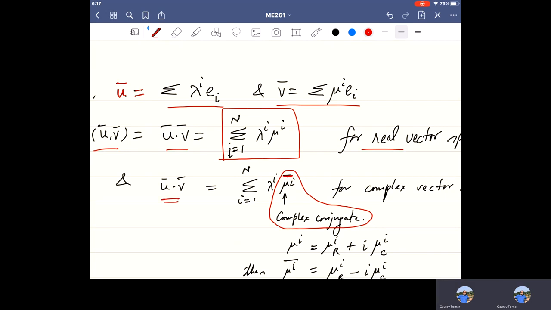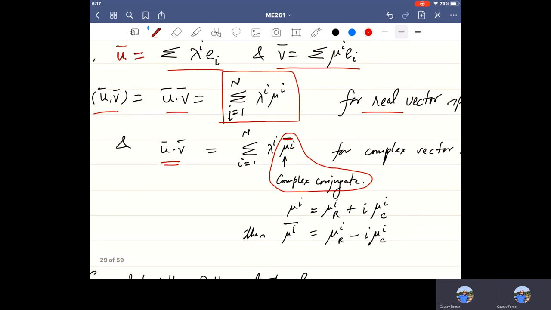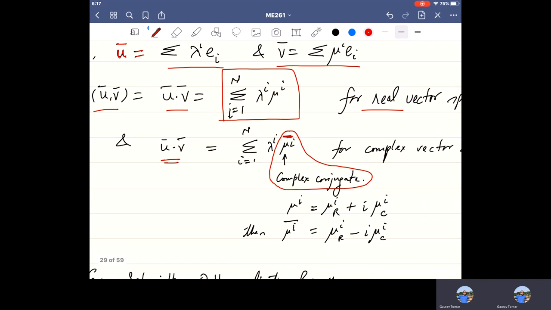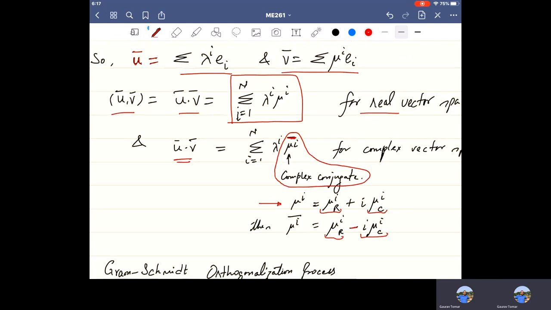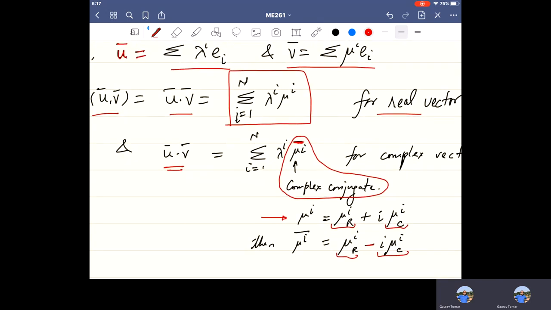We have already discussed this definition. It's just that when we apply it to an orthogonal basis, it looks like this. I don't think I need to explain what a complex conjugate is. If mu I is a complex number with a real part and a complex part, the complex conjugate would be the real part minus the complex part. That's how we define it. Now, I think it's easy to see why this happens.